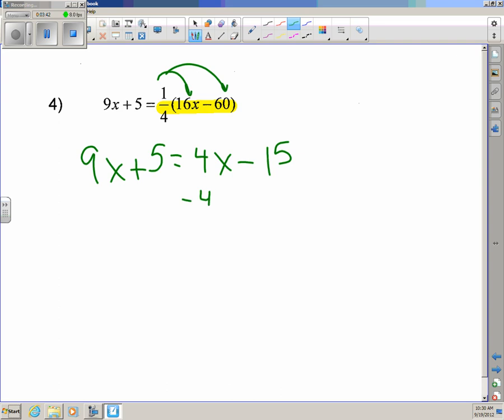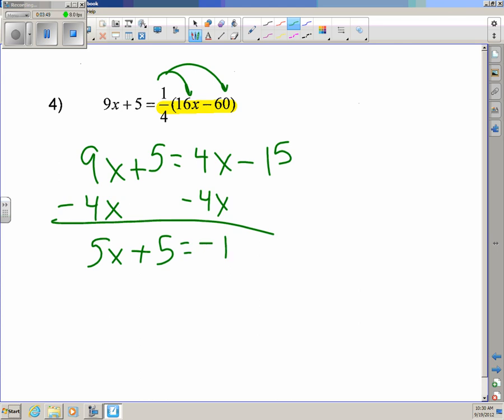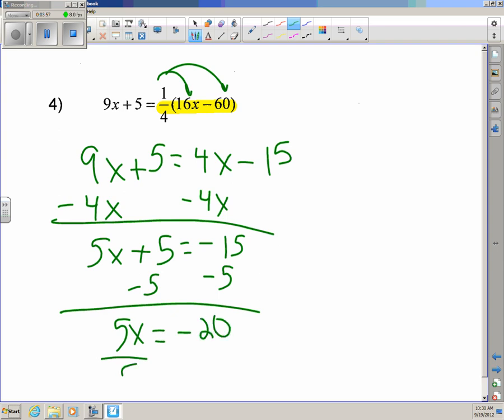I'm going to bring all my x's to the left by subtracting 4x. 5x plus 5 equals negative 15. If x's go left, numbers without x's go right. Subtract 5 from both sides and get 5x is negative 20. Divide both sides by 5 and x is negative 4.